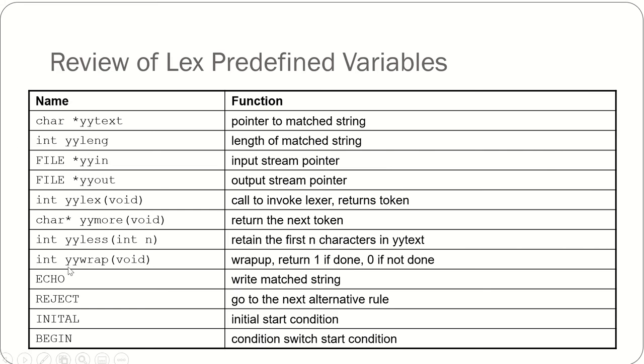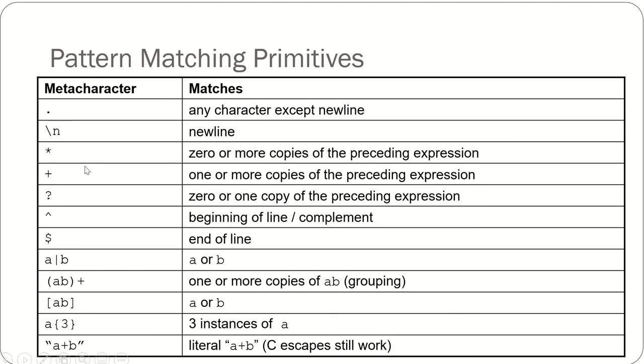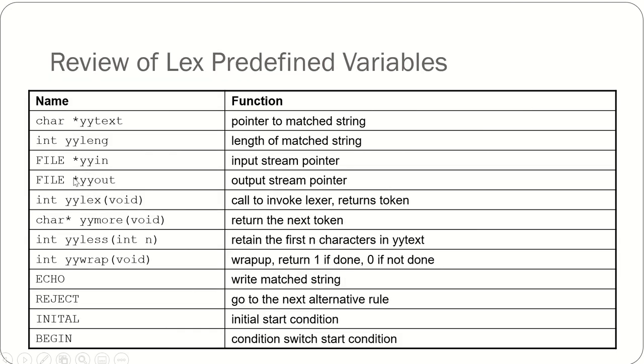These are functions. As we have discussed, yyin is of file pointer type, yyout is file pointer type, and this is character pointer, yyleng. The detailed description of these variables is given here.